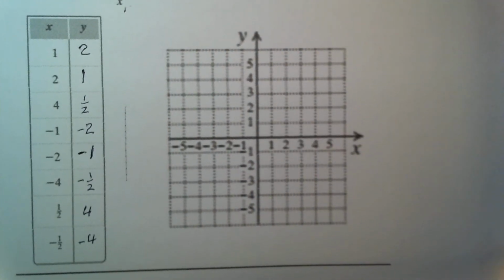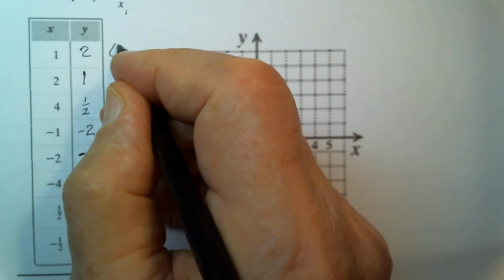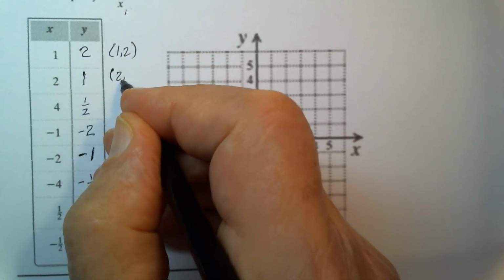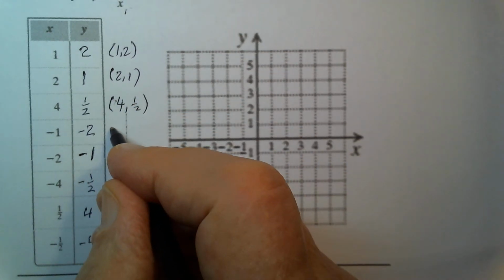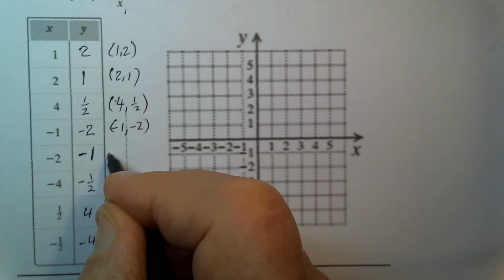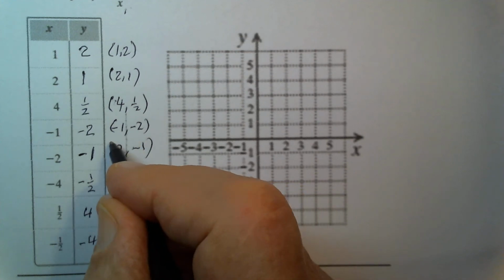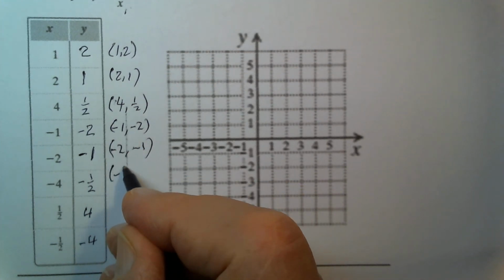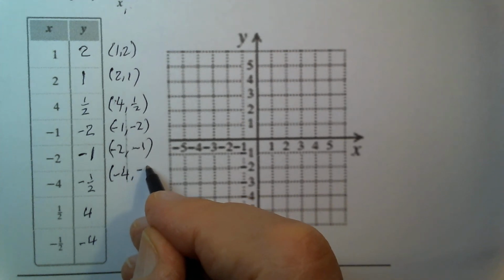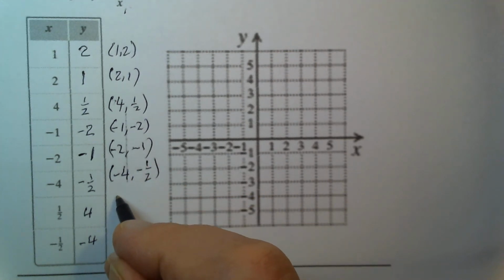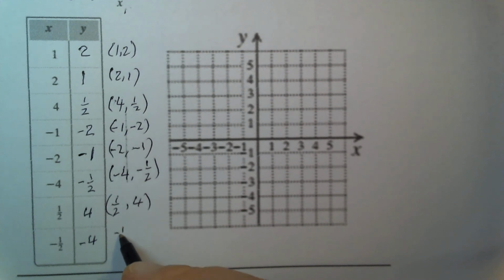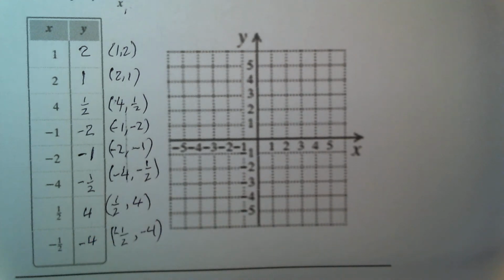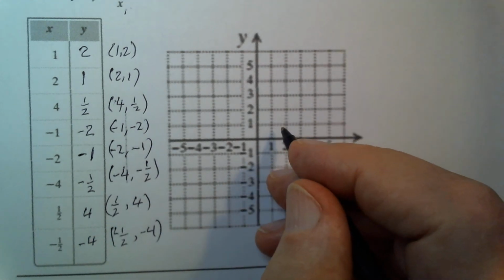However, now we have the ordered pairs: 1, 2; 2, 1; 4, 1/2; and we have -1, -2; -2, -1; -4, -1/2; and we have 1/2, 4; and -1/2, -4. So let's plot these points and see what we get.